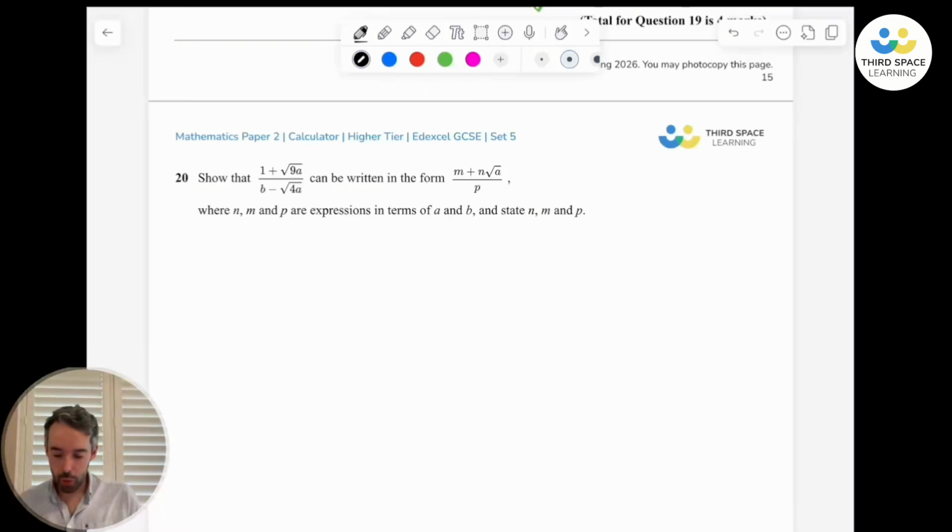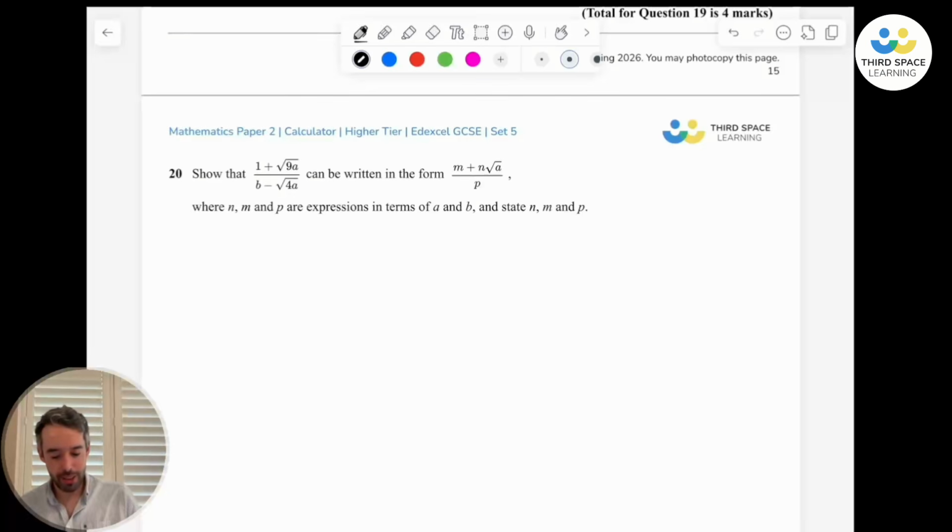Lovely. Question number 20. Show that that expression can be written in that form. Okay, we can do that. Where n, m, and p are expressions in terms of a and b, and state n, m, and p. Okay, a few things to do here. Before I do anything, I can simplify this a bit.